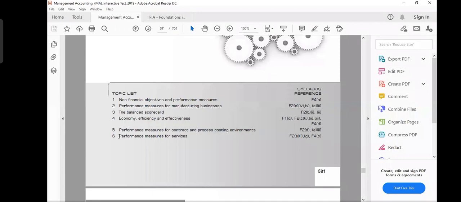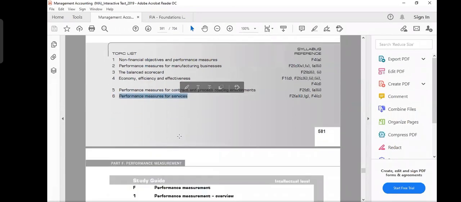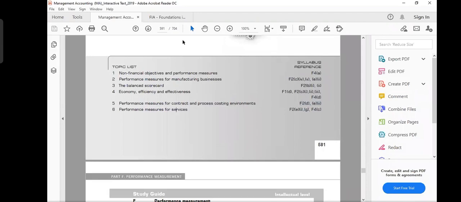Then you've got this one, last one, performance measures for contract and process costing environment, performance measures for services. These are very specific little topics. I think they should not be very much of big trouble. And I leave number 5 and number 6 on you to read. These are very specific because actually the topic's finished here, and that's why they put some gap.